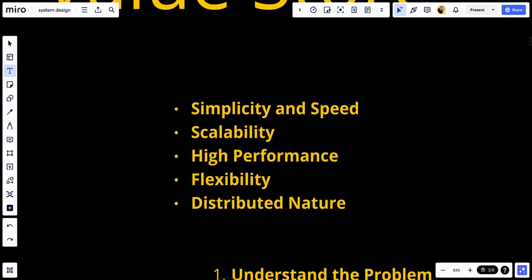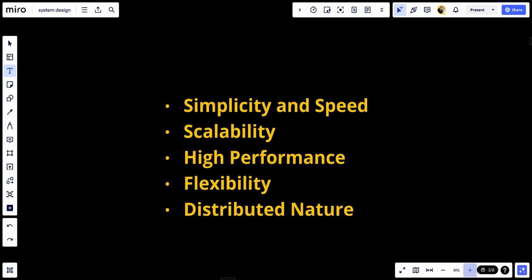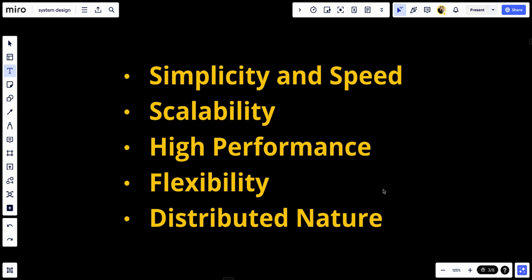And why do we need a key value store? It's basically for simplicity and speed. Key value stores offer a simple data model and are optimized for speed, particularly for retrieval operations, making them ideal for applications that require quick access to large amounts of data. It's also great when it comes to scalability. They can scale out horizontally, meaning you can add more servers easily to handle more data or more client requests, which is essential for high traffic applications.